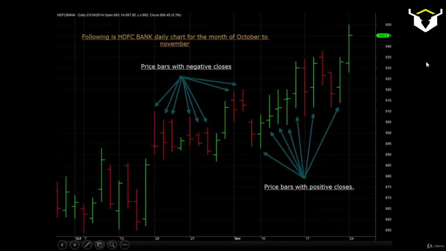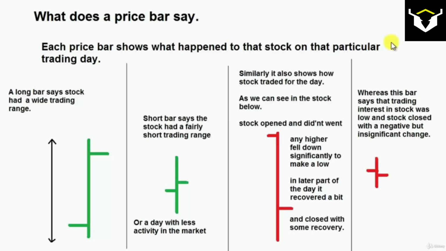Whereas, look at this green colored bar, an upside surging strong green colored bar, telling you that there is a lot of activity going into the market. Hence, a price bar, along with giving you open, high, low, and close data, also tells you whether the activity was significant or not.